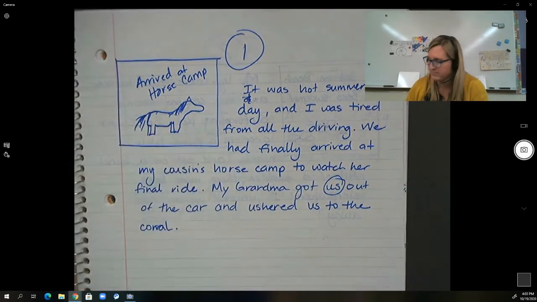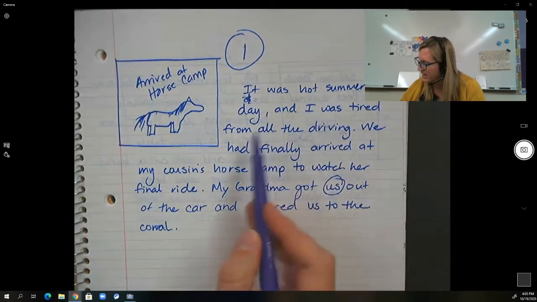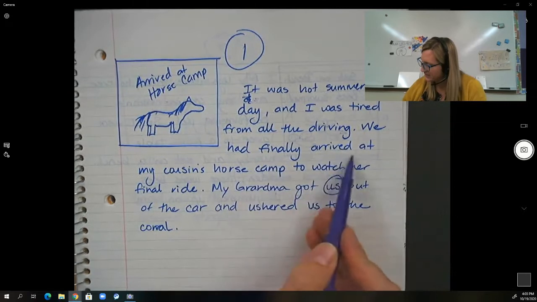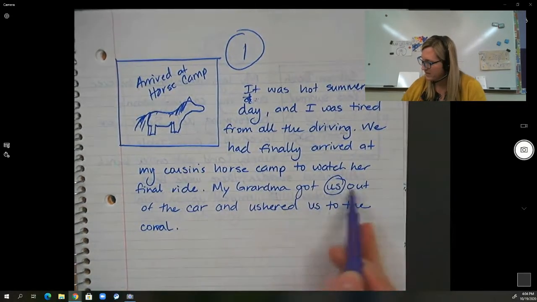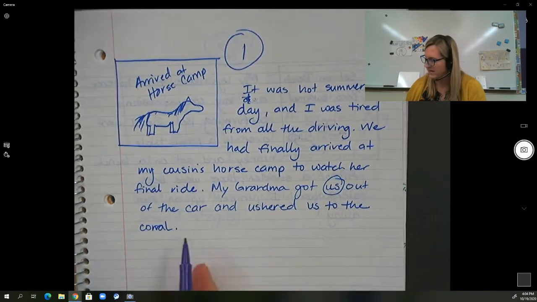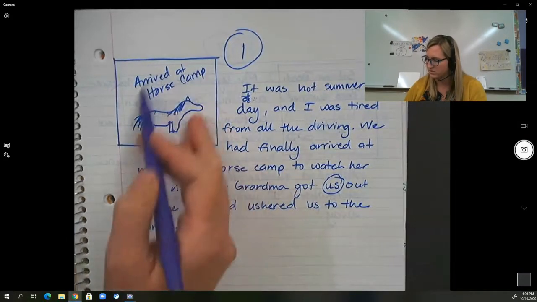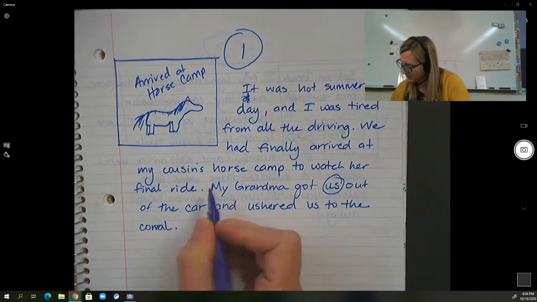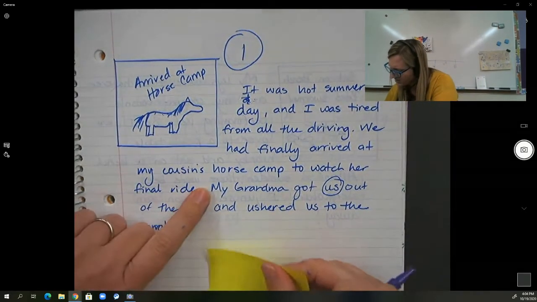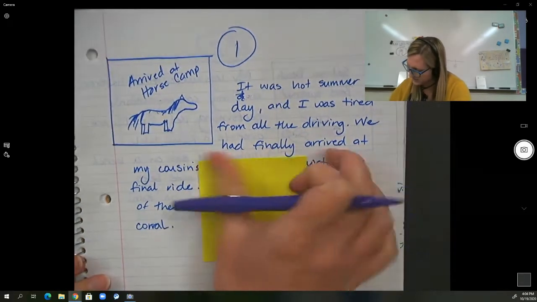Okay, so if you look back at my first page, I have, it was a hot summer day and I was tired from all the driving. We had finally arrived at my cousin's horse camp to watch her final ride. My grandma got us out of the car and ushered us to the corral. Now, I know that my big part is all about arriving at the horse camp, and one way that I can elaborate is to show how a character is feeling. And so I'm going to actually put a Post-it note right here. I want to talk about how I was feeling as I was getting out of the car, right? So this is what I'm going to do.